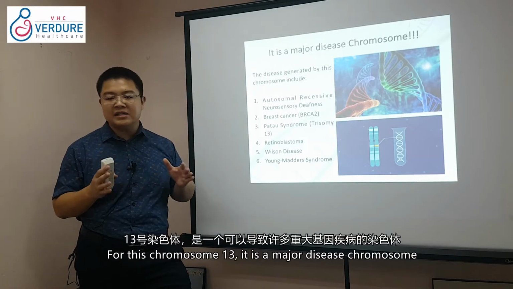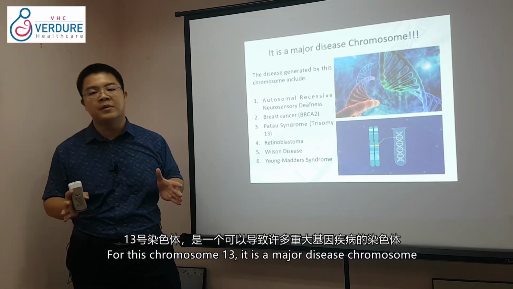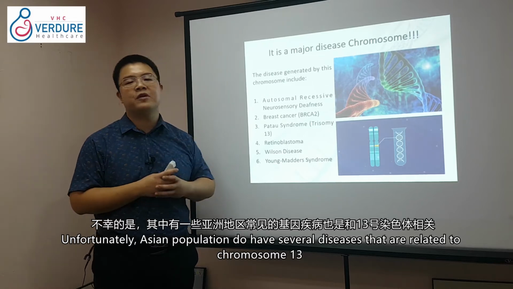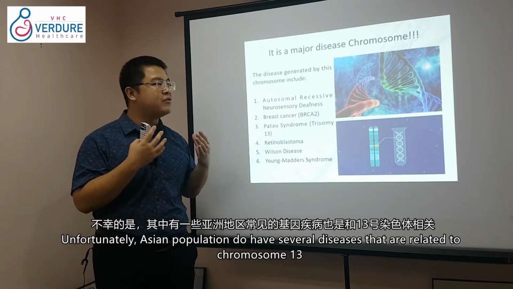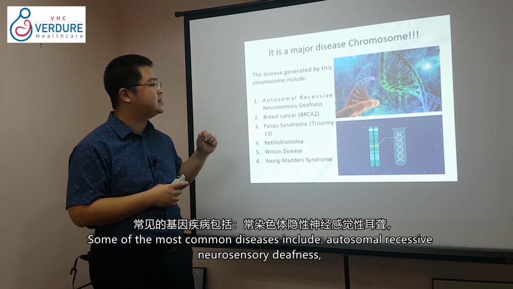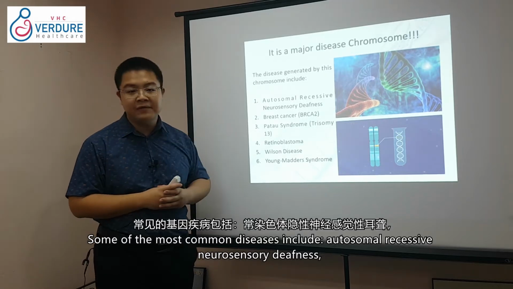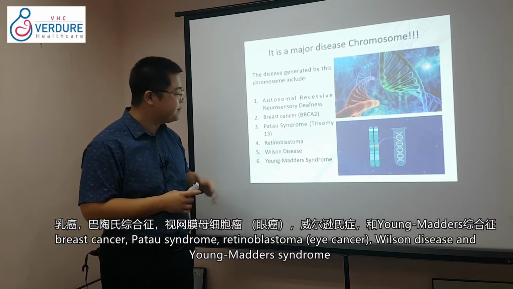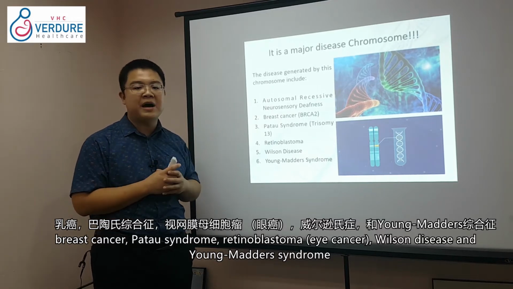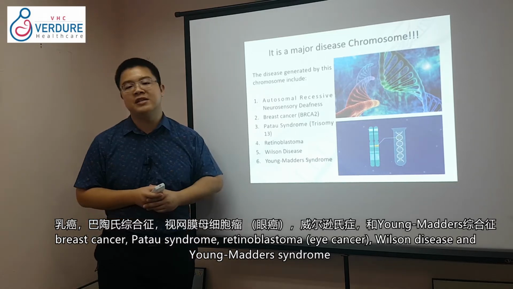Alright, so chromosome 13, in fact, is a major disease chromosome. And unfortunately, in the Asian population, we do have quite a number of diseases related to chromosome 13. Some of the most common ones include autosomal recessive neurosensory deafness, breast cancer, Patau syndrome, retinoblastoma, which is a type of eye cancer, Wilson's disease, and Young's syndrome.